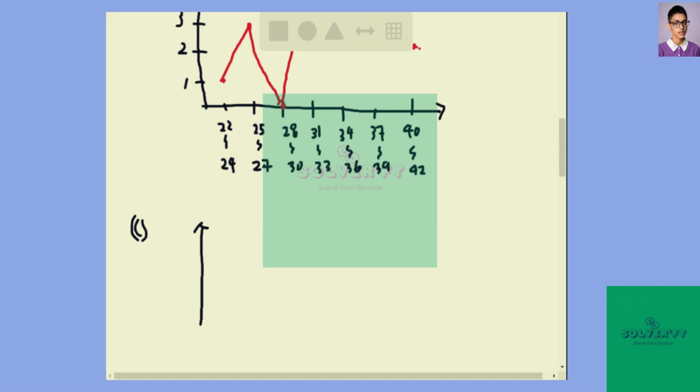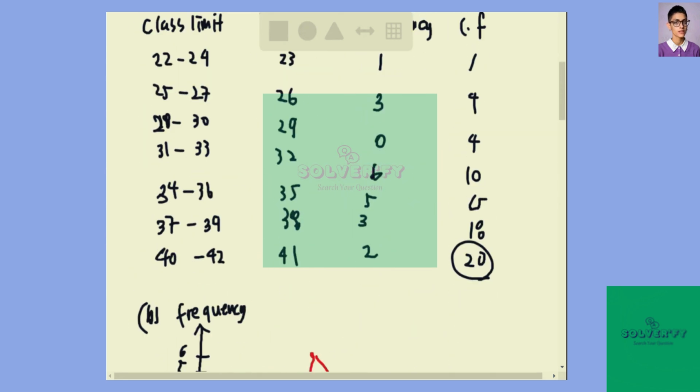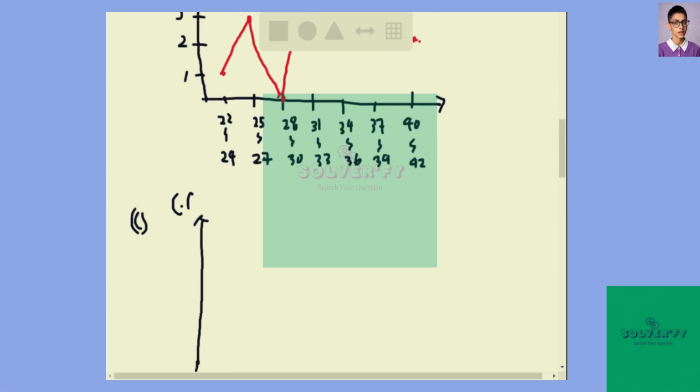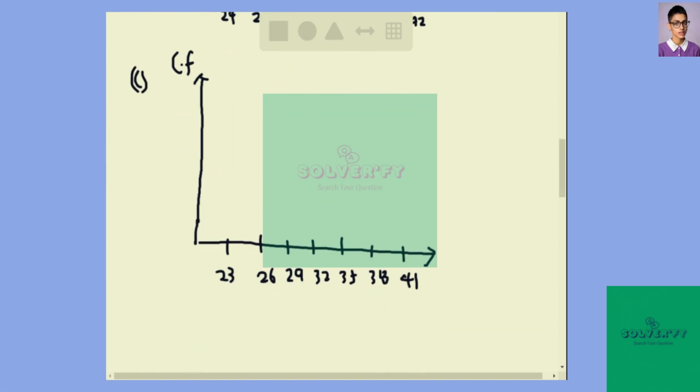For C, vertical axis this time first, and horizontal axis. This time let's label it in midpoints: 23, 26, 29, 32, 35, 38, and the last one, 41. So we finished the labeling over here, and the vertical axis will be cumulative frequency. The numbers are 1 to 20, so I'm going to scale it by 5: 5, 10, 15, and 20. It should be a rough sketch.